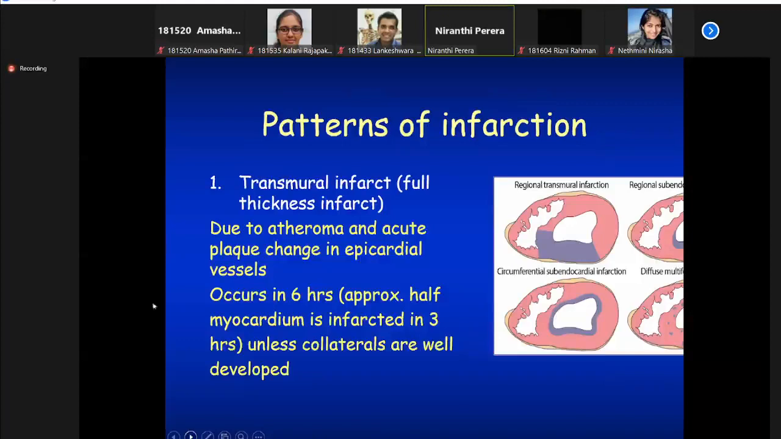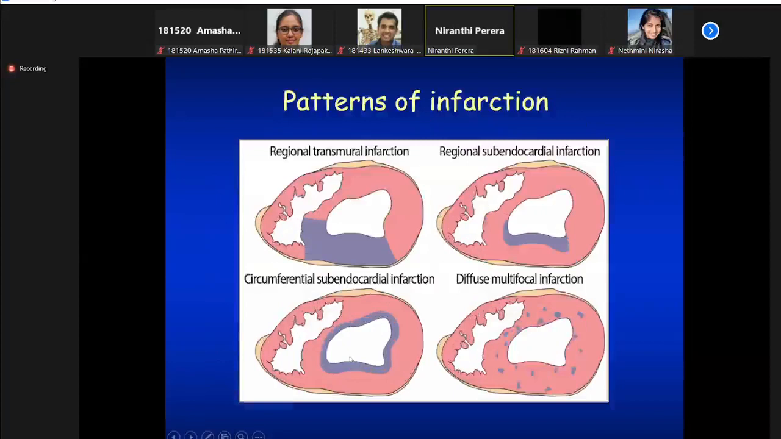Okay, so if you take a full thickness transmural infarct, that is the regular atheroma, and then you have the thrombosis, and it usually occurs within 6 hours. Approximately half the myocardium is usually infarcted in 3 hours, unless the collaterals are well developed.